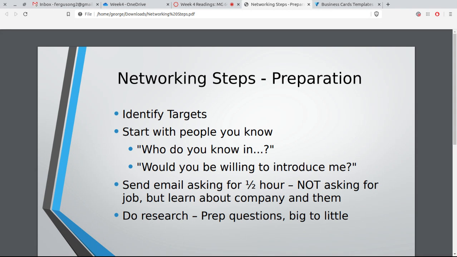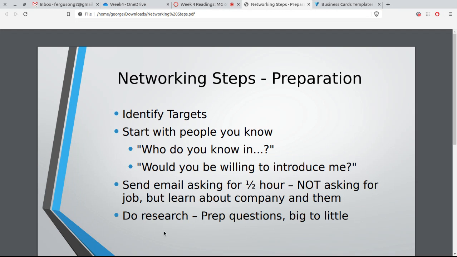If you can meet in their office, that's great. If they feel like having coffee someplace at a Starbucks or something like that, then that's okay too. The main thing is to try to get on their calendar somehow, some way, and make it easy for them.